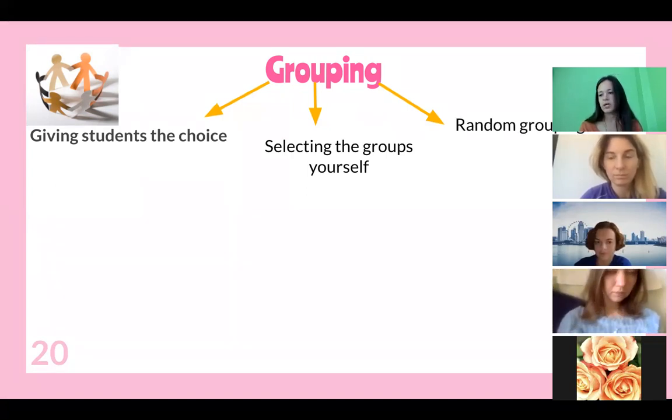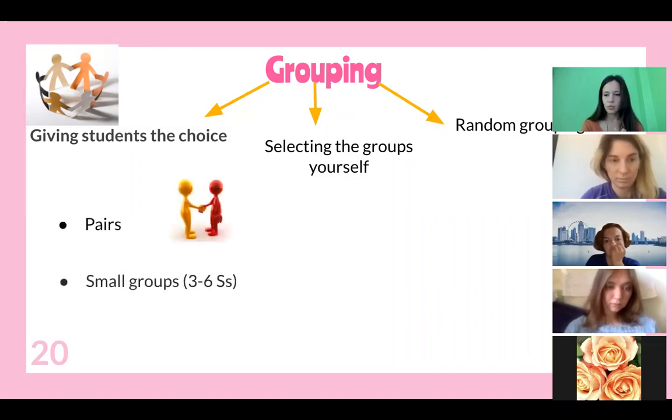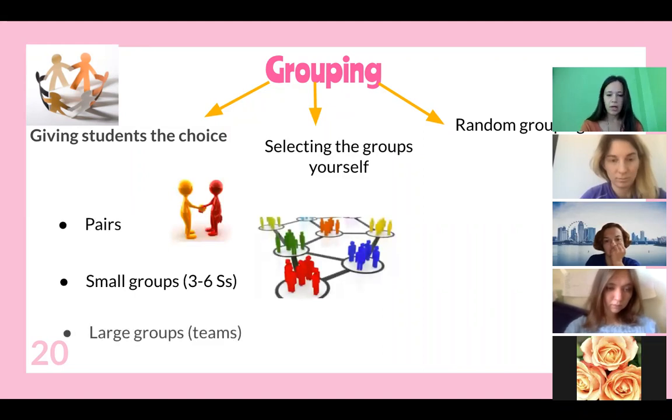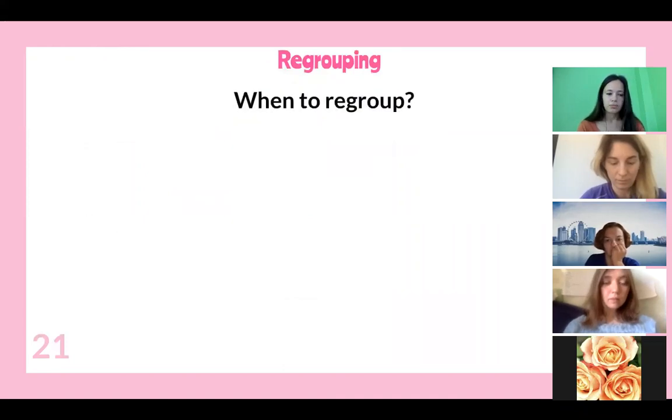This has to be pre-planned as well. And random grouping always brings spontaneity and dynamics to the lessons. So how can we group students? They can work in pairs, in small groups of 3 to 6 people, or in large groups or teams. According to the type of activity, we choose how big the group should be. We have to answer the question, first of all, how often we should regroup our students and at which stages of the lesson we have to do it. So please share your ideas in our chat box as we've done before.